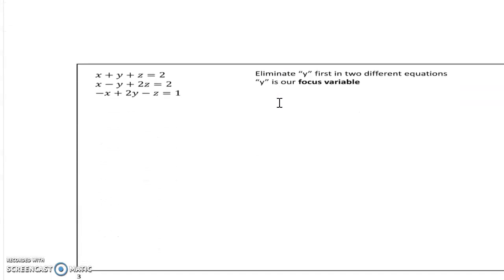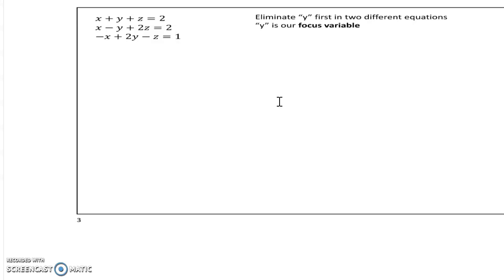All right, so let's look at the first problem. What we're trying to do is get it down to 2 equations with 2 variables like we did in the previous section. So we look at this and say, okay, which is the easiest one to eliminate? It doesn't really make any difference which one you eliminate, but I'm going to use y in this one just to be different. So I'm going to try to eliminate the y's. Then I'll have 2 equations that have x and z in them. Then I can solve for x or z. So we're going to call our y our focus variable.